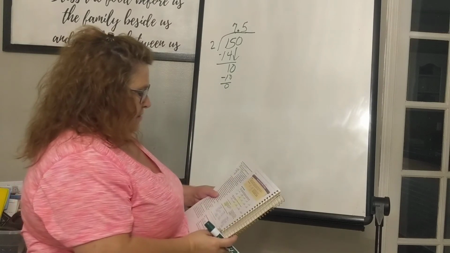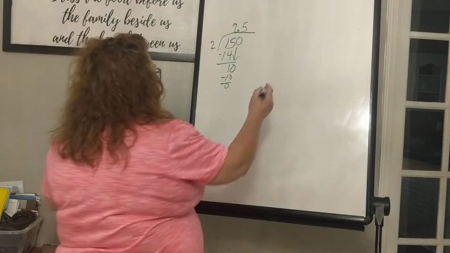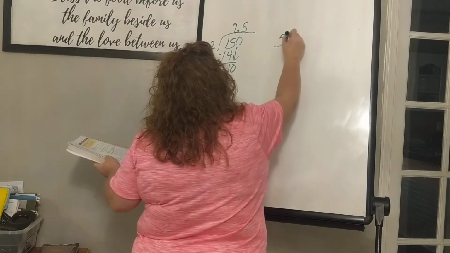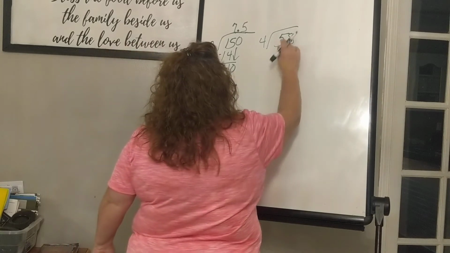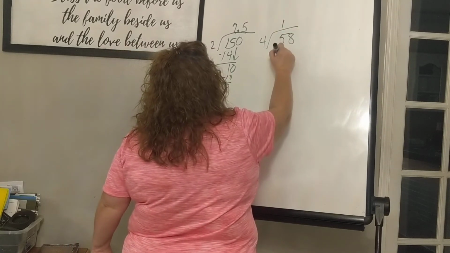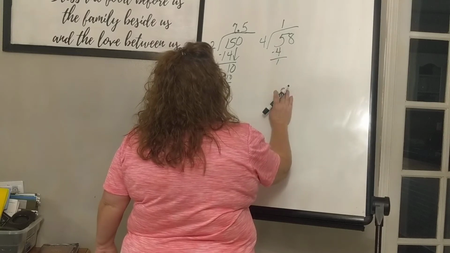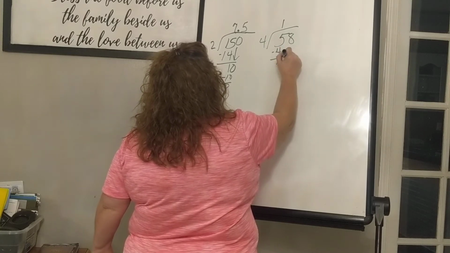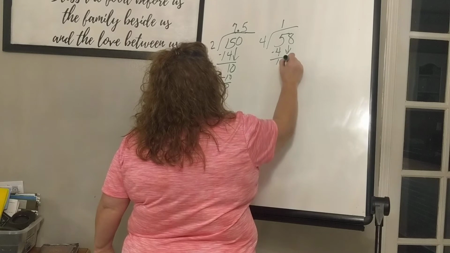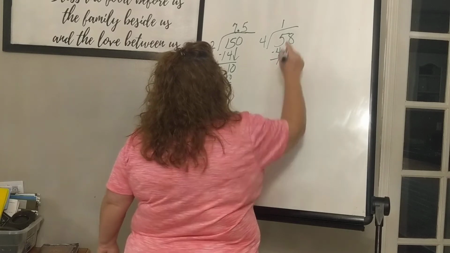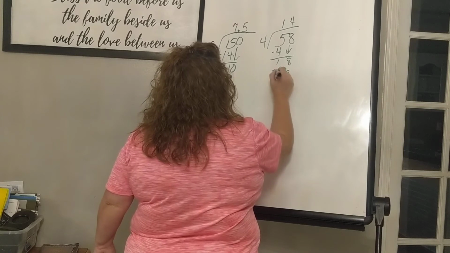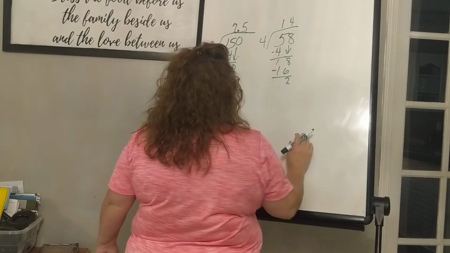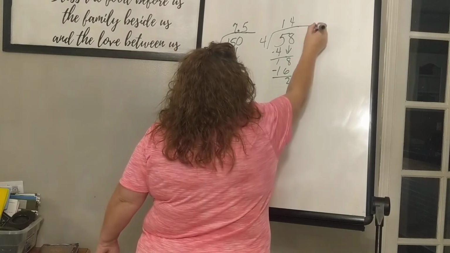Next we have 58 divided by 4. So 4 will go into 5 one time. 1 times 4 is 4. 5 minus 4 is 1. 1 is smaller than our divisor. Bring down the next digit, which is an 8. 4 will go into 18 4 times. 4 times 4 is 16. 18 minus 16 is 2. I don't have another number to bring down.